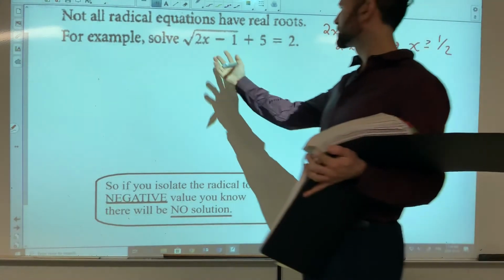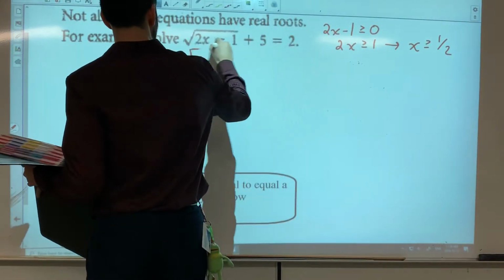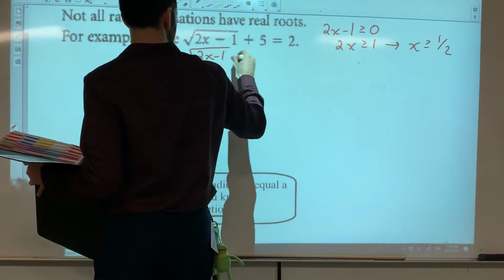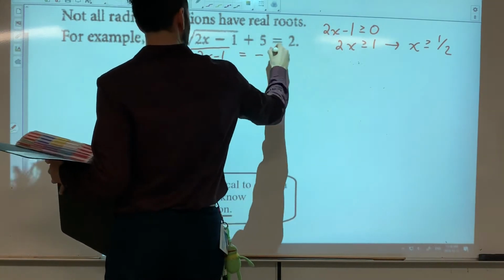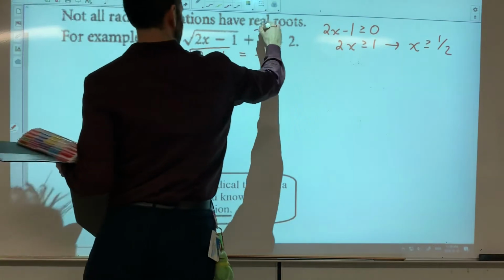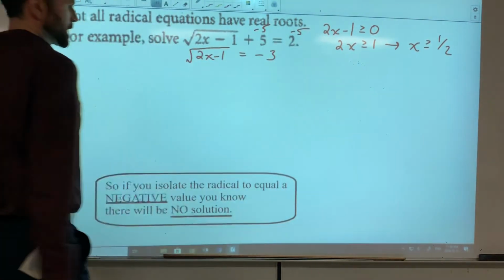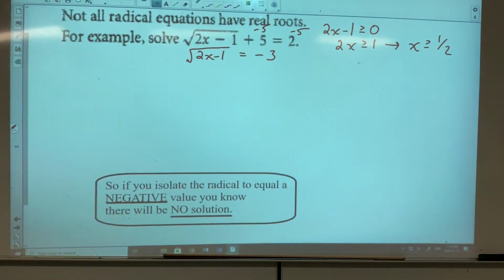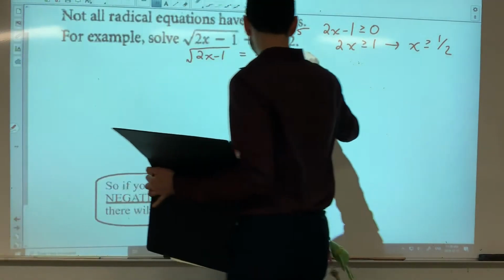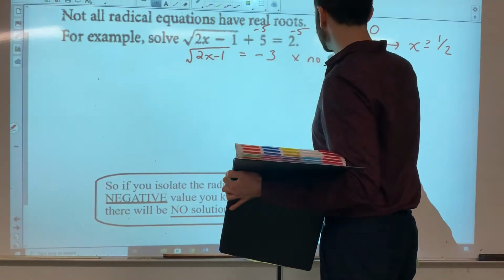Now let's isolate the square root. So we'll subtract 5 from both sides. So when I subtract 5, and subtract 5, 2 subtract 5 is negative 3. So what do you guys think? Does that seem to make sense? Can a square root equal a negative number? Never. Okay, so you might not notice it here, but right here you could stop and say no solutions.